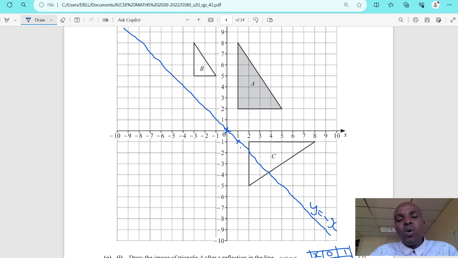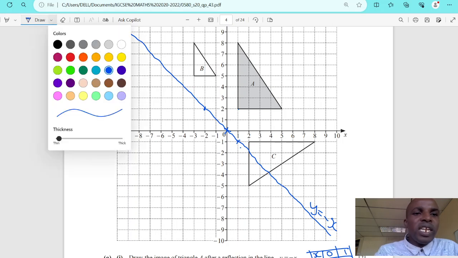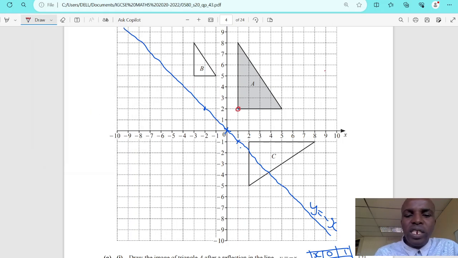So I want to reflect triangle A on this line. Let's reflect. Distance of image the same as distance of original from the line of reflection. You count number of boxes to the line, then from the line to the image, same number of boxes. This one is a slanting line. You go opposite direction. Right, let's start counting. This point 1 2 3, then 1 2 3. So the image is here. This point you can count downwards. 1 2 3 4 5 6 7, 1 2 3 4 5 6 7.